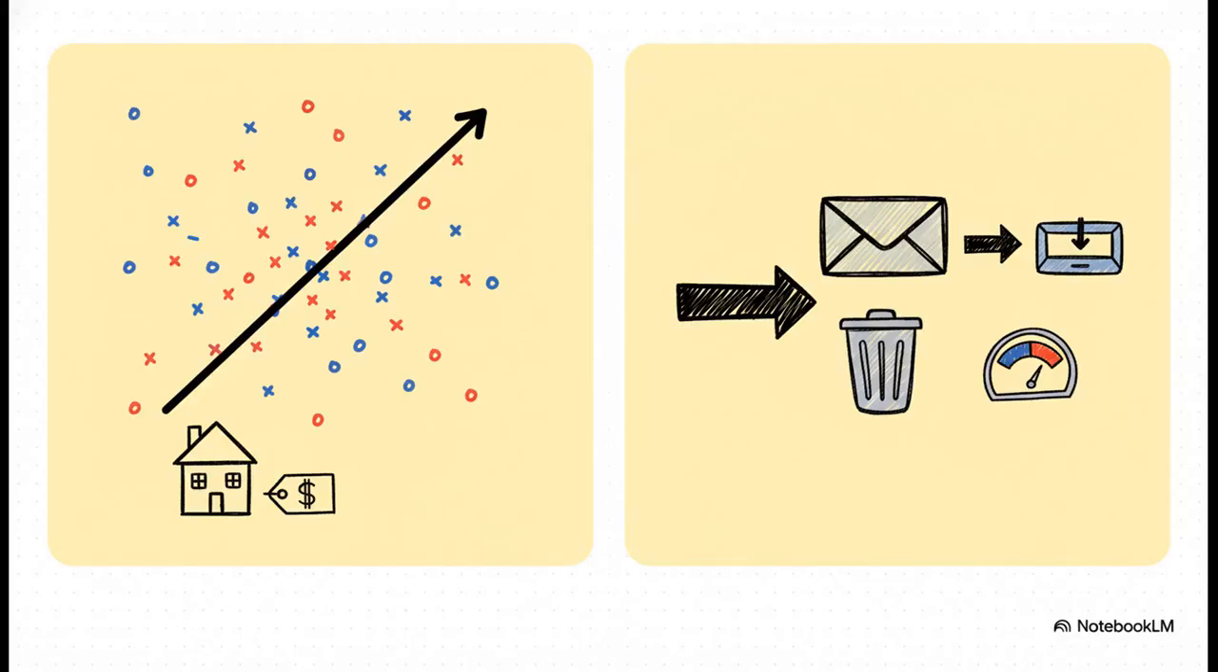So here's the deal. Linear regression is all about drawing a line through data to predict a continuous number, right? Think a house price or stock value. Logistic regression, though, that's all about probability. It doesn't just give you a hard yes or no for is this spam? It tells you how confident it is, like there's a 98% chance this email is total spam.